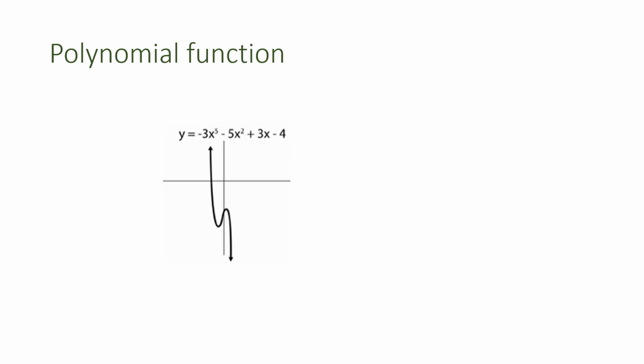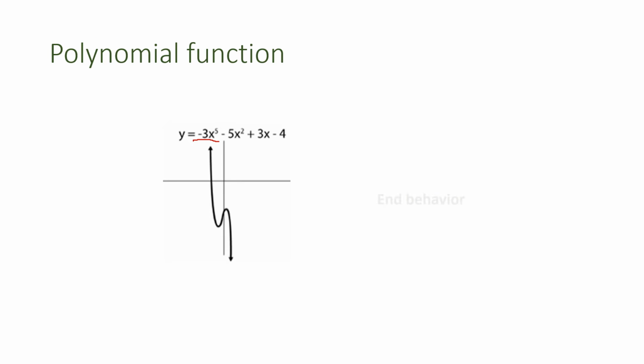So as you can see in this question, y equals negative 3x^5 minus 5x^2 plus 3x minus 4. You can see that the a value is a negative value, so that's the reason it starts from the negative side, and you can see that the power or the degree is odd, so that's the reason the graph looks something like this.